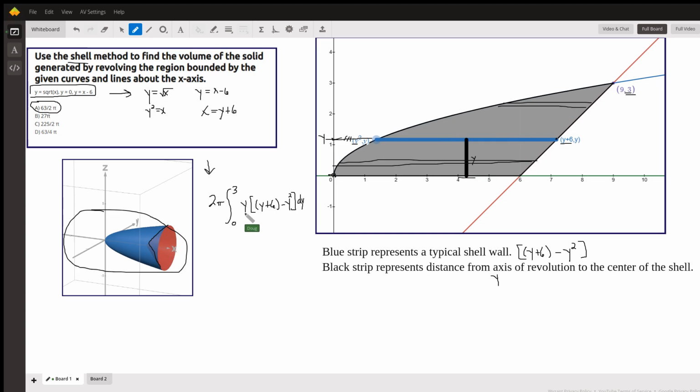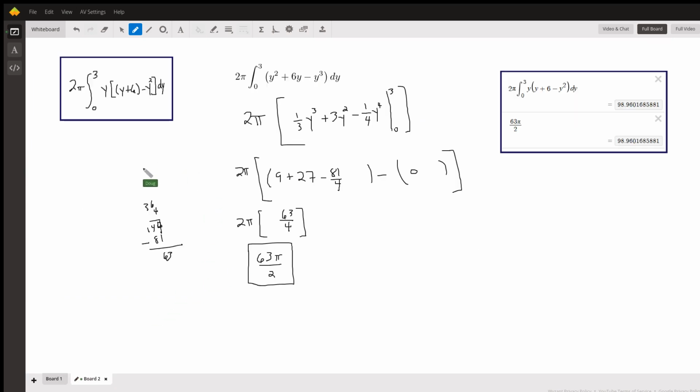Times, I should say, the definite integral from 0 to 3 of the average radius, which is y, times the height of the shell, which we've seen is y plus 6 minus y squared. To evaluate that integral, distribute the y, take the antiderivative, and then go from 0 to 3. And I'll let you check out the arithmetic, but there is your answer right there.